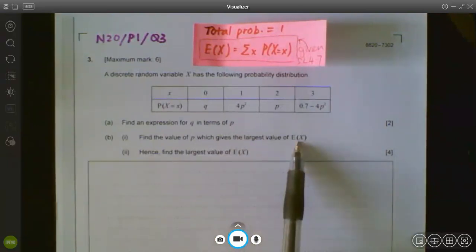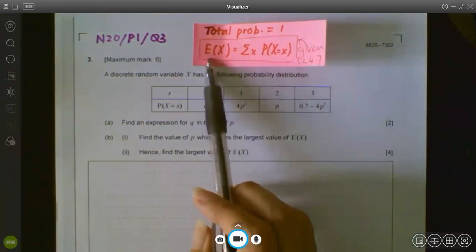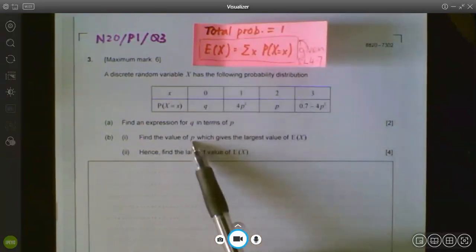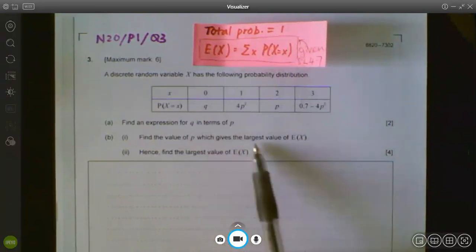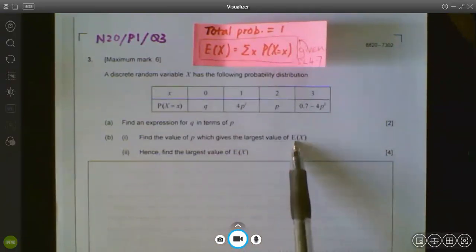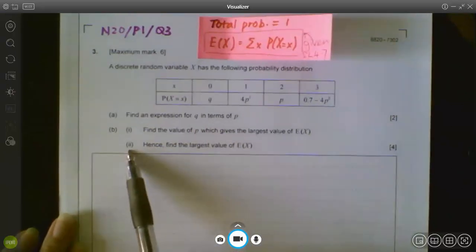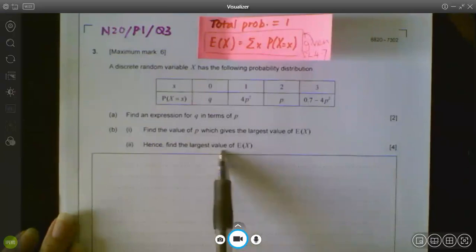Now we will need to use our knowledge on how to do E(X), write it out in terms of P, and then we will try to figure out what would be the largest value of E(X) and find that value of P that gives it. And using that part, we will have to find the largest value of E(X).